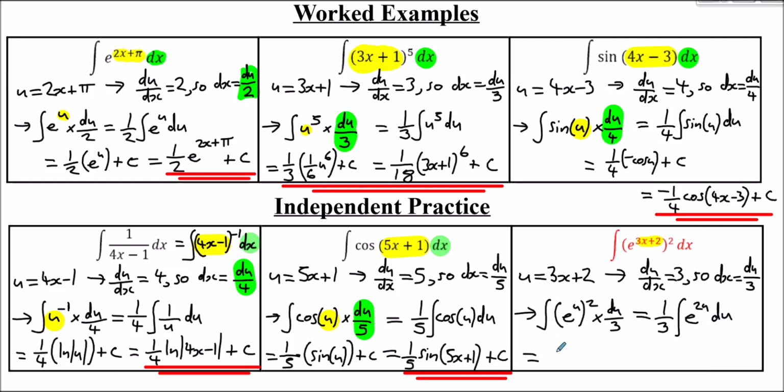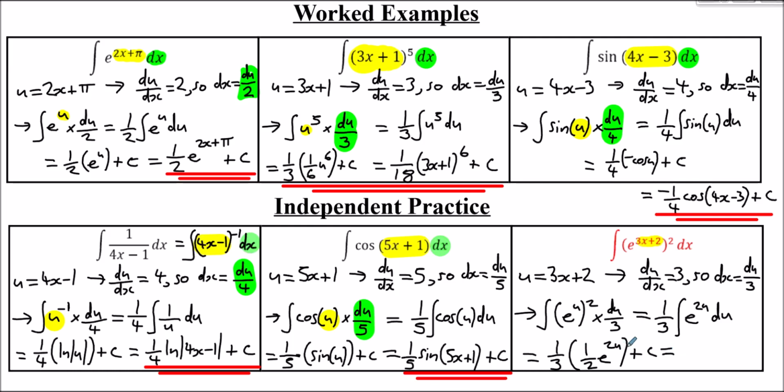So we're going to have 1/3, because it's e to the 2u integrating, that 2 will come to the front, and we're going to divide by it. So we get a half e to the 2u plus the constant of integration, c.